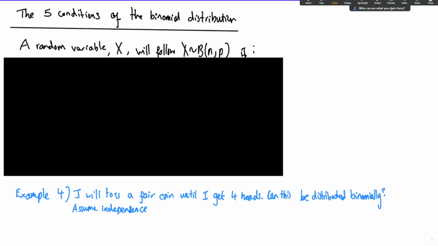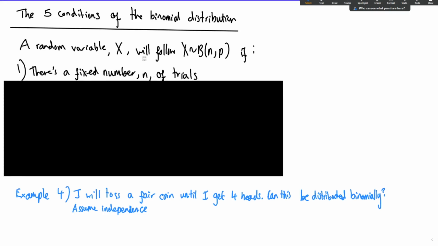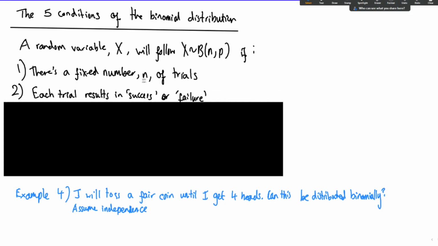There are actually 5 conditions to the binomial distribution. All of these conditions have to be met; if they're not, then it can't be distributed binomially. So our first condition is that there's a fixed number n of trials. So the number of trials can't change or isn't ambiguous. Okay, second one is each trial results in success or failure. So you only have 2 options for each trial. You can either have one option or the other. You can't have a third option, for example.